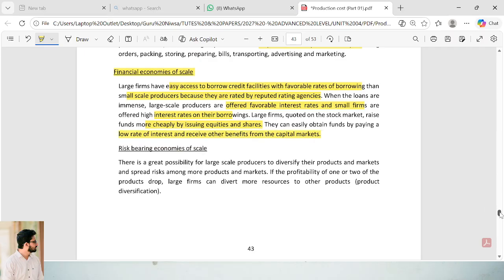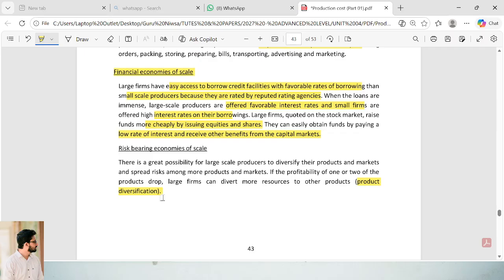Okay, right, risk bearing economies of scale. I really like this point. Number one, when talking about risk bearing economies of scale, there is a word called diversification. Have you ever heard that? Diversification. In my vocabulary, I really like this word. I don't know why. Diversification.